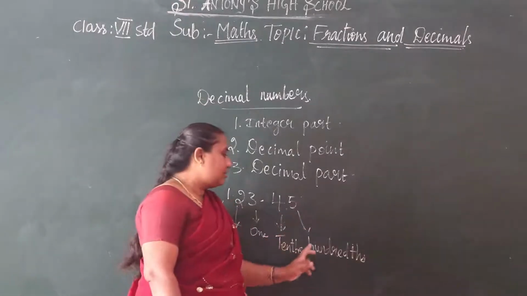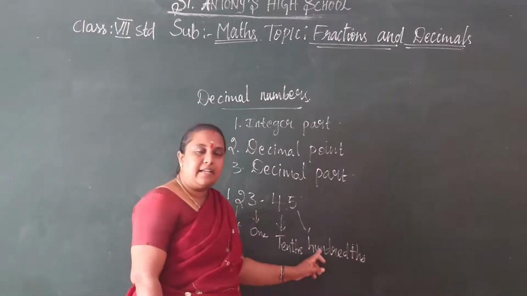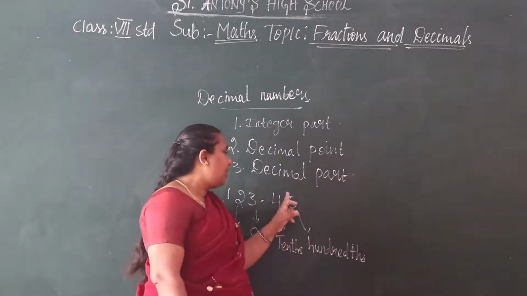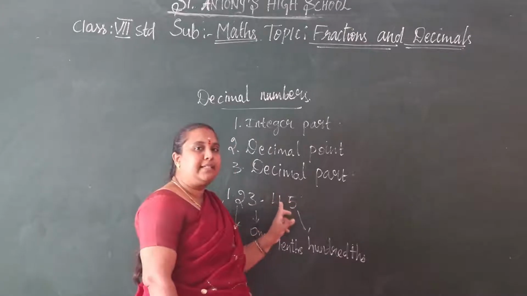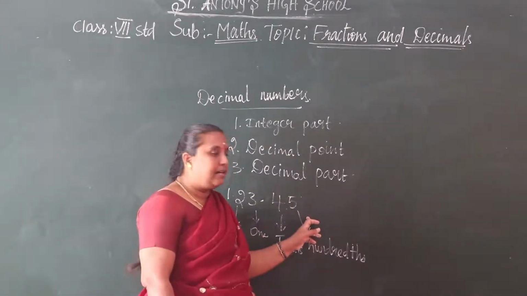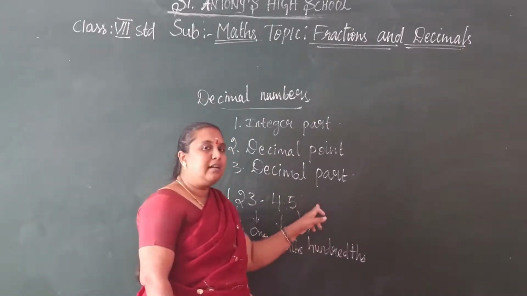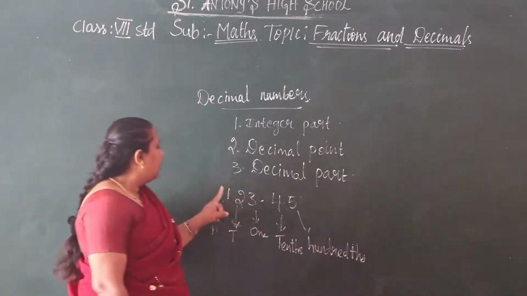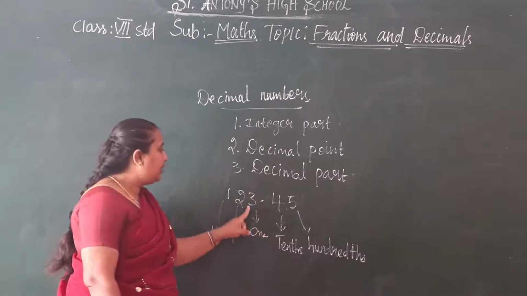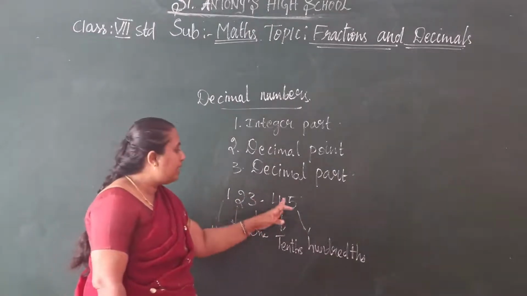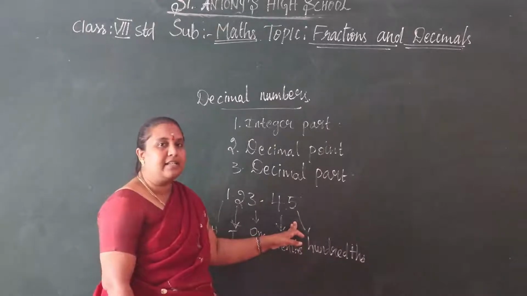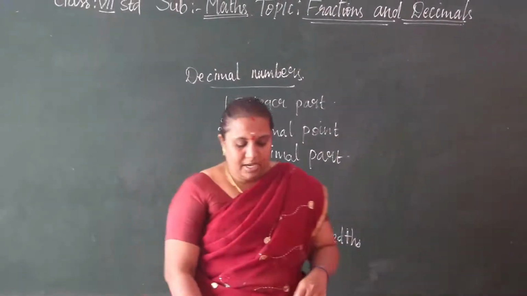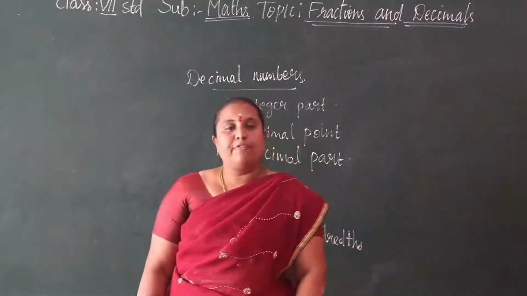So like this you can write it in terms of fractions: 4 into 1 by 10, and 5 into 1 by 100. If another number is there, it means 1 into 1 by 1000. Here 3 into 1, 2 into 10, and so on. We can write it in fraction form. So, understood, children?